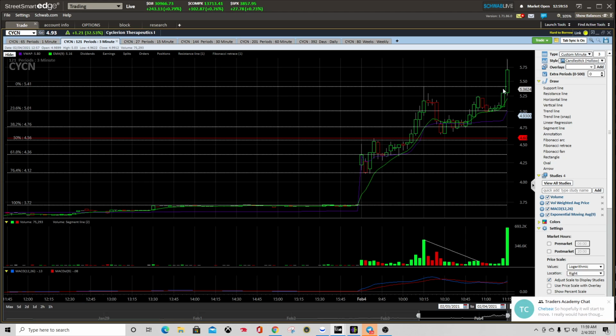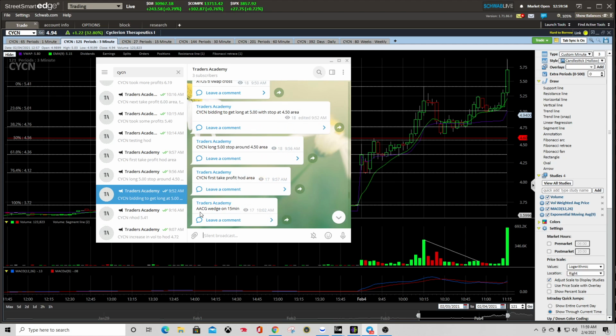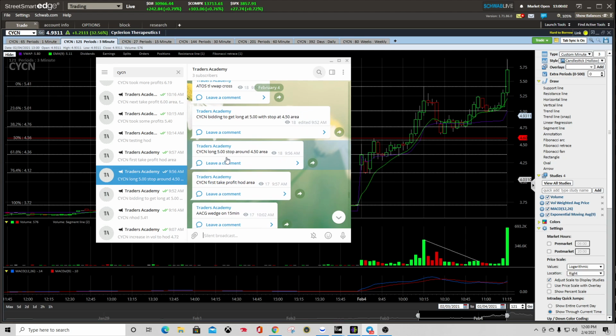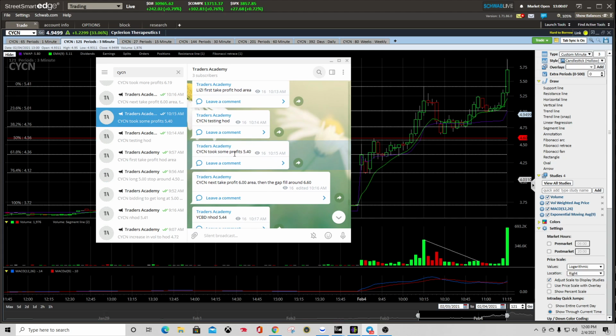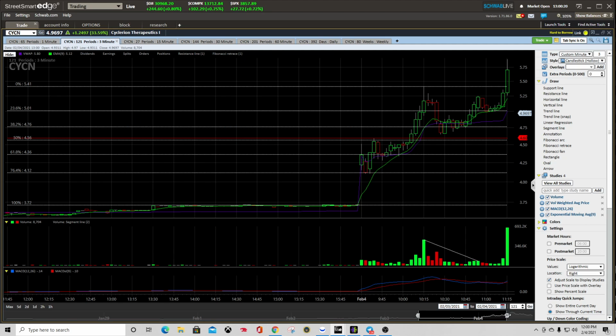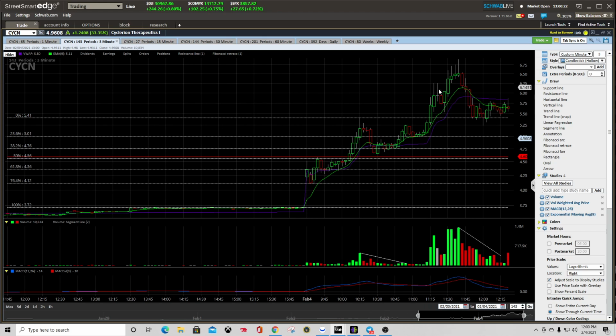Okay, so we took profits in this level. First take profit, high of day area. Then, testing high of the day, CYCN took some profits at 540. So we took some profits right in this area. And then the stock extended. Next take profit, $6 area, and then the gap fill around 660. So then, of course, we got a nice push, very nice push here.